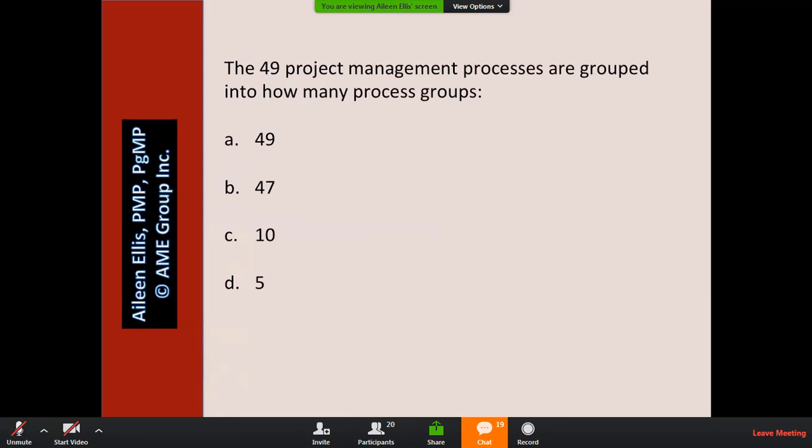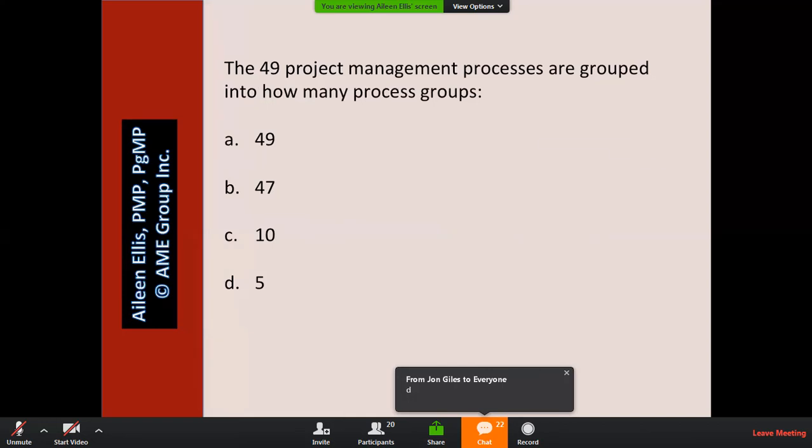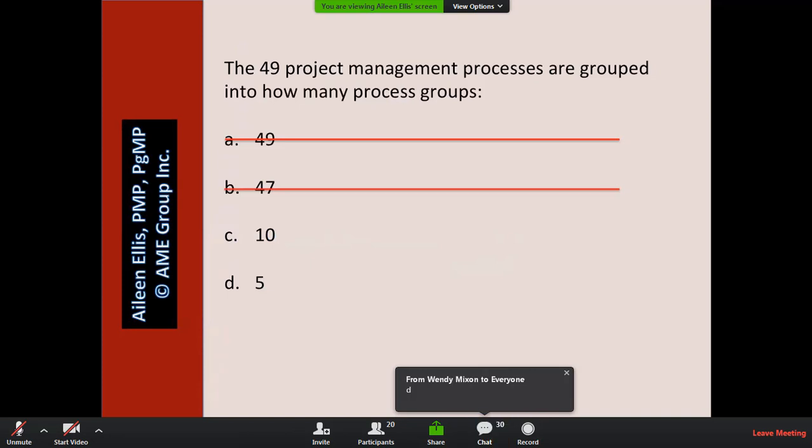The 49 project management processes are grouped into how many process groups? So if you're looking at the PMBOK guide, page 25, look across the top row. That's where we see process groups. So look across the top. So we're looking for how many process groups there are. Answer A, 49, that's how many processes there are. B, 47 is a made-up number. It has no meaning. C, 10.